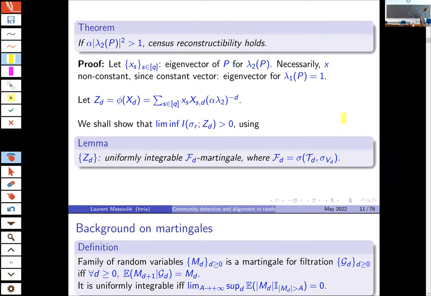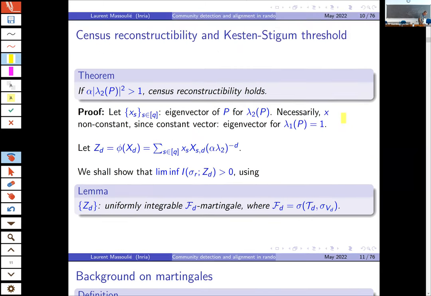Okay, so the first theorem we have, in one direction, and we'll see there's a converse, is that if alpha, the average number of children, times the square of the modulus of lambda two is strictly larger than one, then census reconstructibility holds. So I'll spend a bit of time explaining how this gets to be shown.